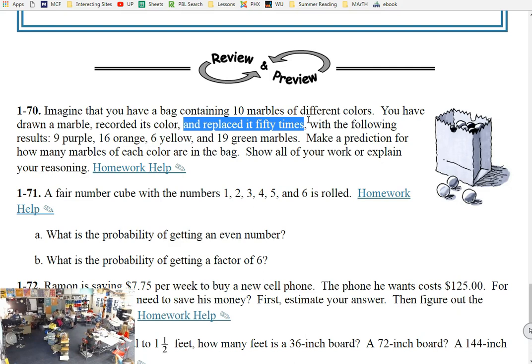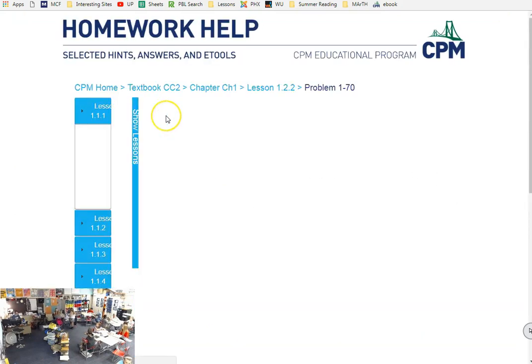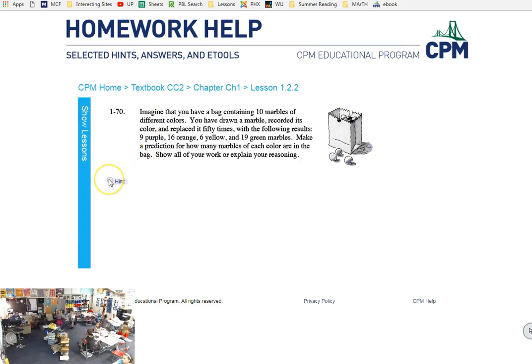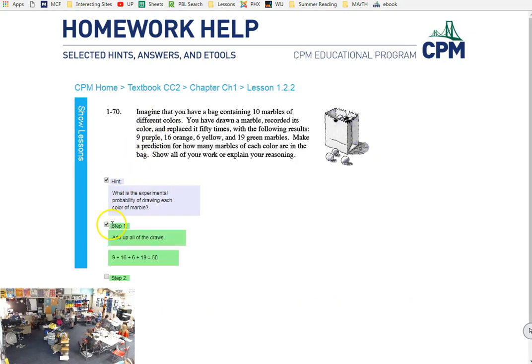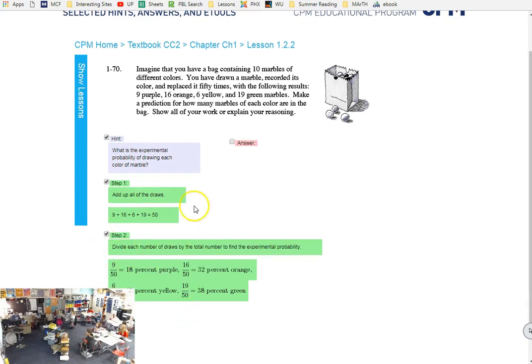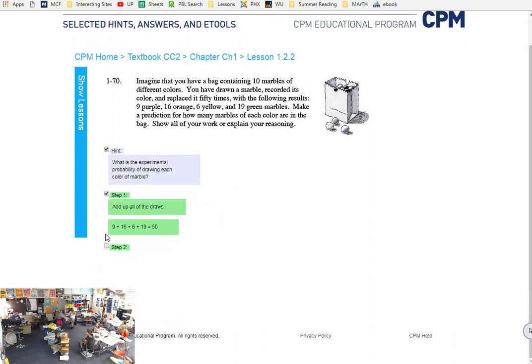So how you want to deal with this problem, and you can go to the homework help if you need, you can go to your online textbook, is make a frequency table and figure out the experimental probability of each of these values. So I'm going to pull that back away really quickly, and you probably can't see very well because we're not zoomed in.